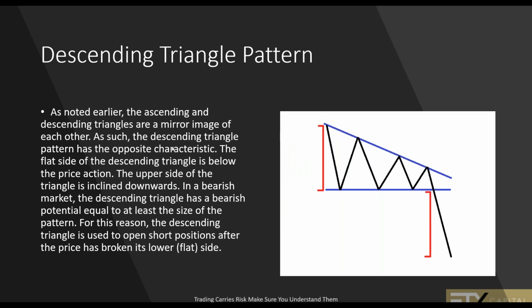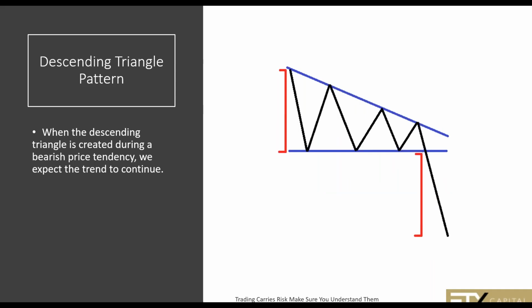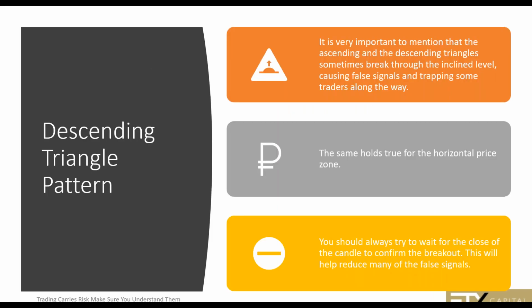The flat side of the descending triangle is below the price action, and the upper side of the triangle is inclined downwards. In a bearish market, the descending triangle has a bearish potential equal to at least the size of the pattern. It's very important to mention that the ascending and descending triangles sometimes break through the incline level, causing false signals or trapping some traders along the way.